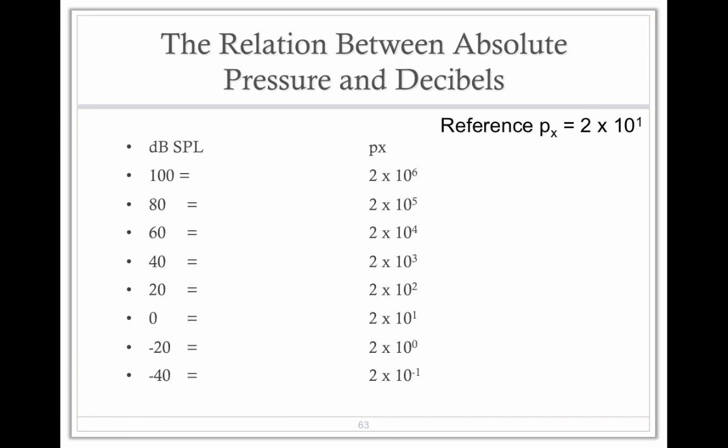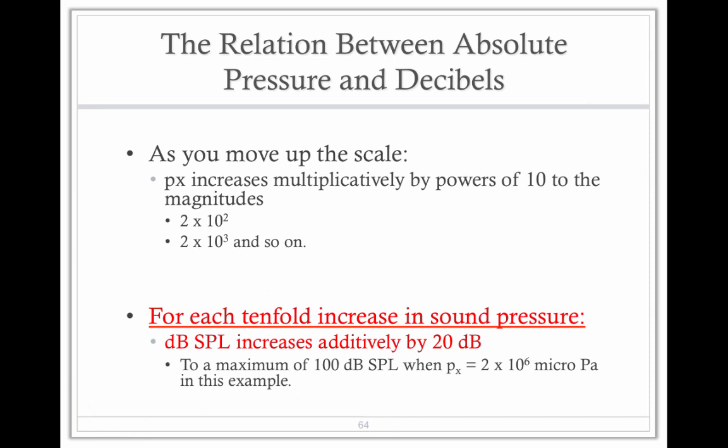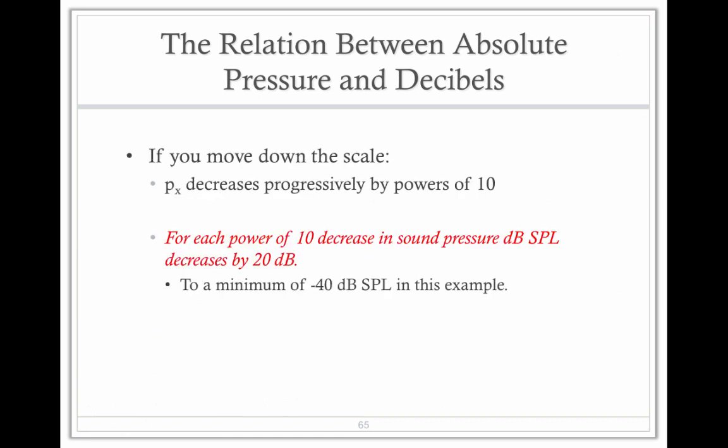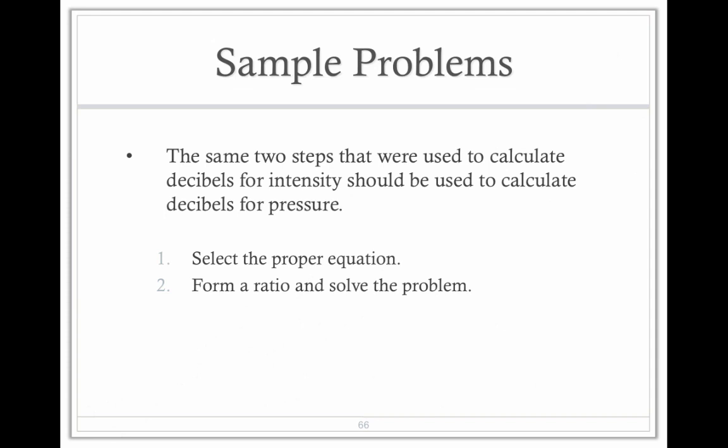For the next one, 2 times 10 to the 5th over the reference 2 times 10 to the first. 5 minus 1 equals 4. 4 times 2 is 8. 8 times 10 is 80 dB SPL, and so on. So the reference is super important. As you move up the scale, the absolute value increases multiplicatively by powers of 10. For each tenfold increase in sound pressure, the dB SPL increases additively by 20 decibels. The reverse as you move down the scale. And then there are some sample problems.